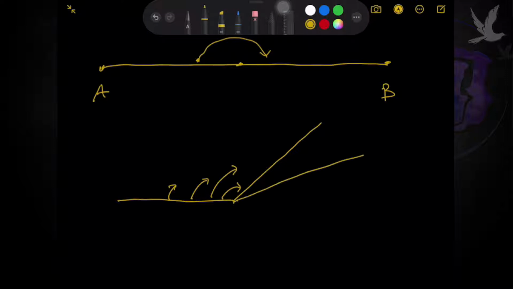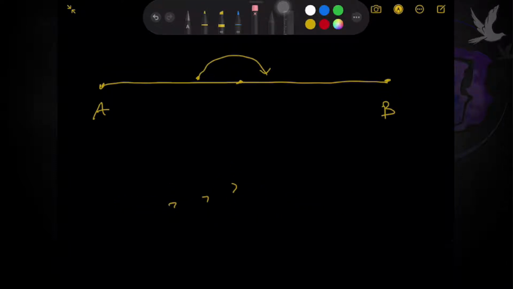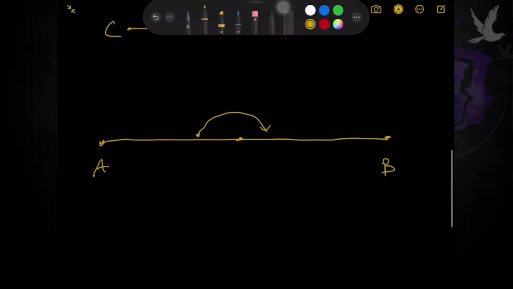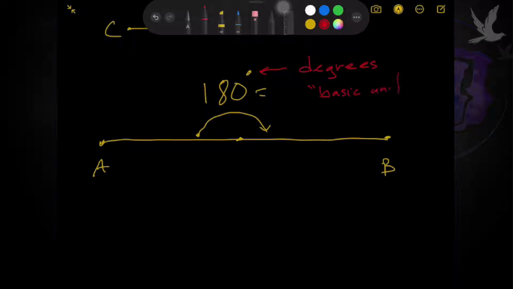As it extends further, the opening extends further to this point, until at some point it forms a straight line. The opening formed a straight line, just like the drawing above. So this is now a straight line, line AB. In a straight line, the angle measures 180 degrees. If you notice this little circle here, this is read as degrees. This is the basic unit of angles. So on a straight line, there is an equivalent of 180 degrees.